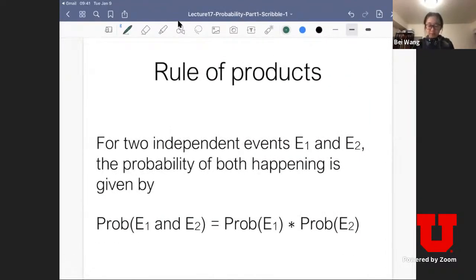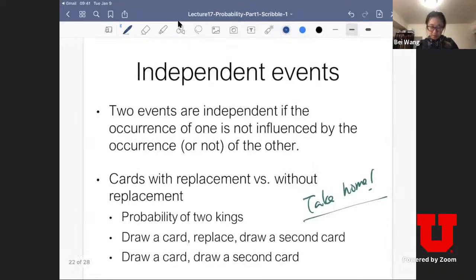So now we study the rule of product. If I have two independent events, then the probability of both events happening is given by the probabilities of them multiplying together. Because the outcome of the first event does not influence the outcome of the second one, or the outcome of the second one doesn't influence the outcome of the first one. Again, by definition, two events are independent if the occurrence of one is not influenced by the occurrence of the other.